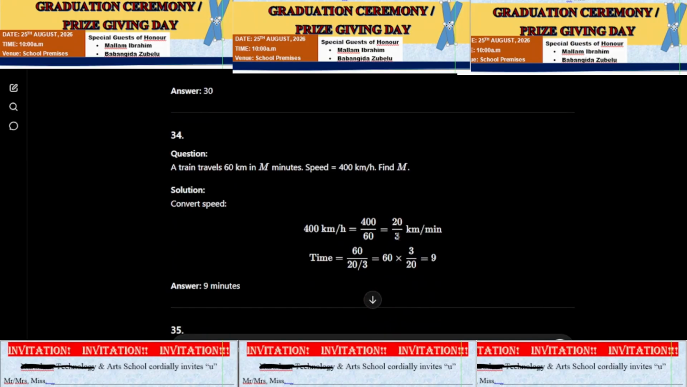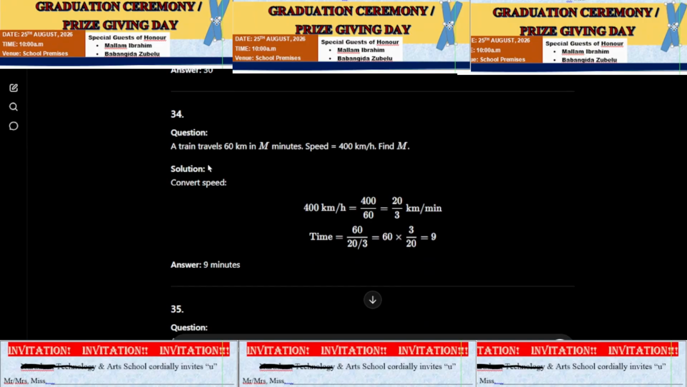Question number 34. Here we have a train that travels 60 kilometers in n minutes, and then it has a speed of 400 kilometers per hour. Find n. So what we are going to do, you know that normally the common formula is: speed is equal to distance all over time. But here we'll make the time the subject.